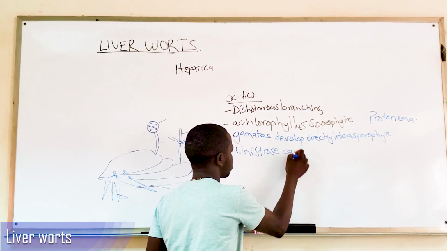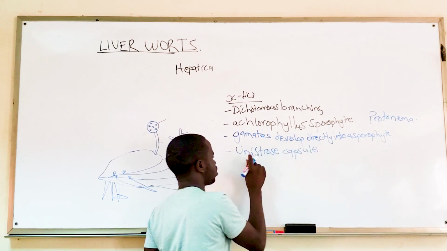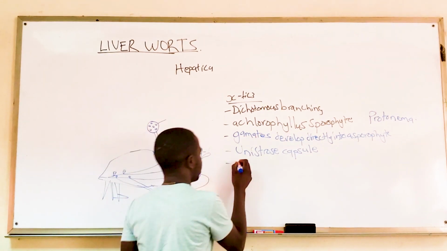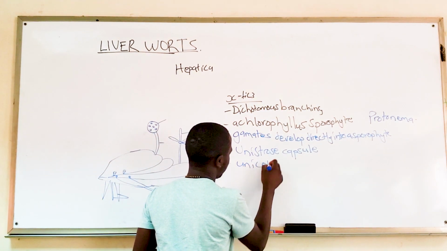Then their capsule is unistratose. They have a unistratose capsule, and uni means one, so their capsule is made up of one layer of cells. Then they have unicellular rhizoids.